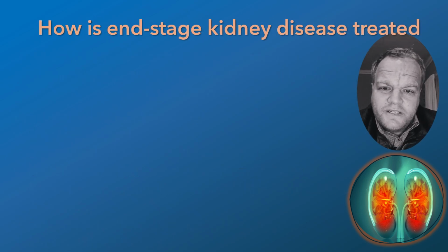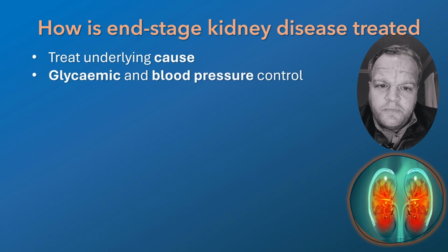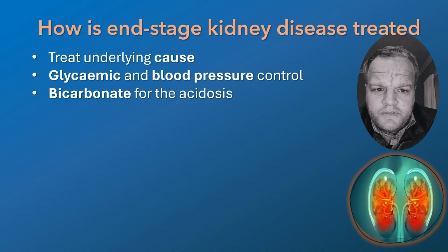So how is end-stage kidney disease managed? Well, the management focuses on addressing the underlying causes and mitigating complications. Firstly, one would try to treat the underlying disease process, often by correcting glucose control and blood pressure control. Optimizing the glycemic and blood pressure control to slow further kidney damage.